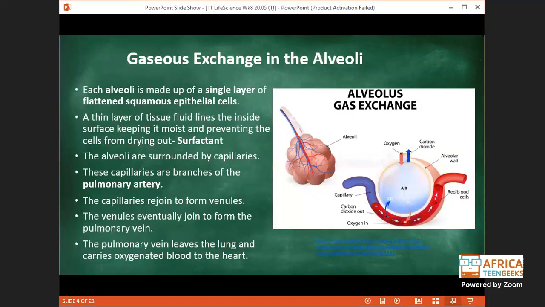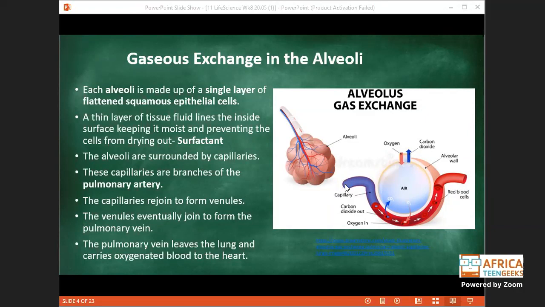Okay, now let us start here with a quick recap. We looked at the alveoli, and we said that the alveoli has flattened squamous epithelial cells, right? And then we also said that it has a fluid lining called a surfactant, which prevents the cell from drying. We also mentioned that the alveoli is surrounded by capillaries, and we can also see these capillaries here on this particular structure. And we said that the blood coming in from here is from the body cells, and it is rich in carbon dioxide.